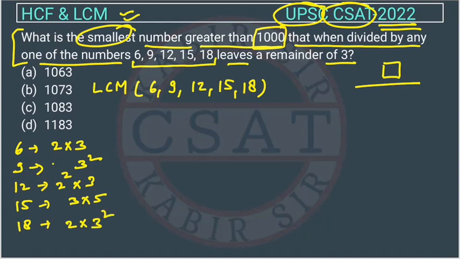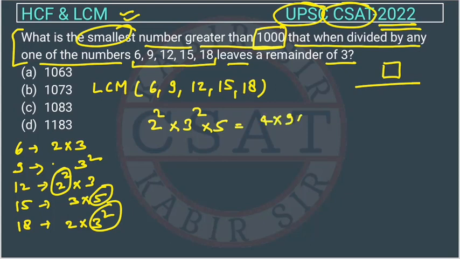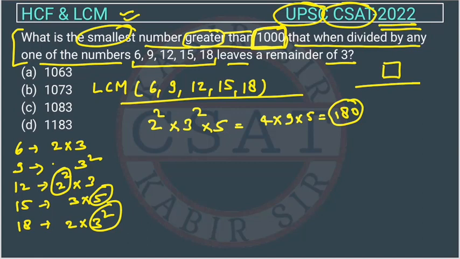So now we will take the maximum power of each one, right? So 2 has maximum power square, 3 has power 2, and 5 has a single power, right? So the LCM of these numbers is 4 into 9 into 5, which is equal to 180. So 180 is a number which is divisible by all these numbers, right? But we have to find the number near 1000, so it should be greater than 1000. So what do we have to do?